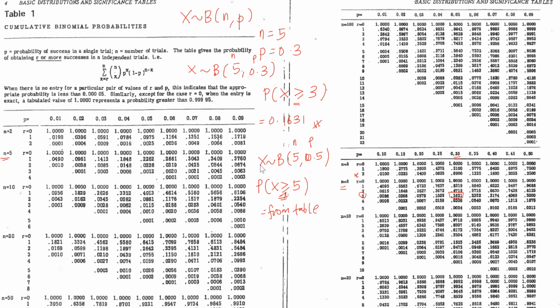Again, our P is 0.5, so 0.5 is here, and our N is equal to 5. The question asks you X greater than or equal to 5. So your X is equal to your R, so R is equal to 5, and it's here. So what will be your answer? The probability is equal to 0.0313.